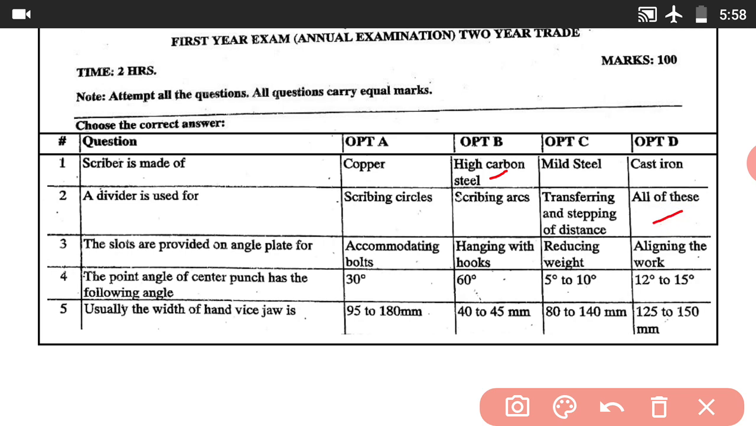Question number 3. The slots provided on angle plate are for accommodating bolts. This question answer A.